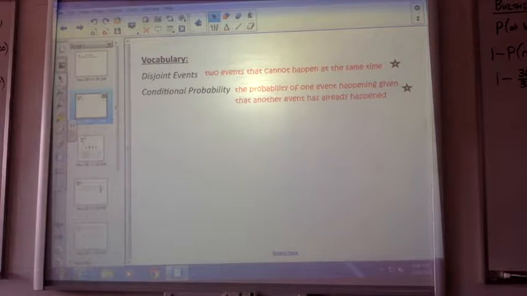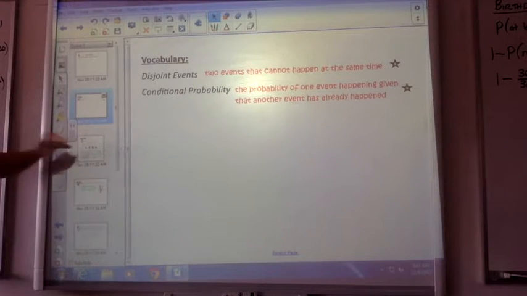Conditional probability: the probability of one event happening given another event has already happened. Okay, so those are just what's going on. And those definitions were already available for you, yes? Cool, good. Okay, we'll move on.